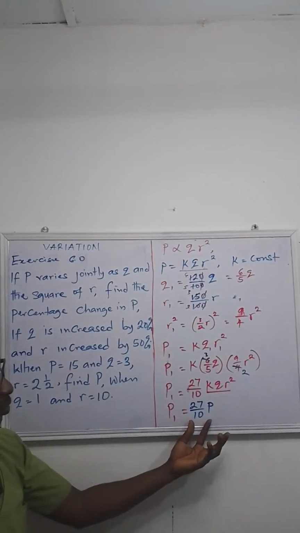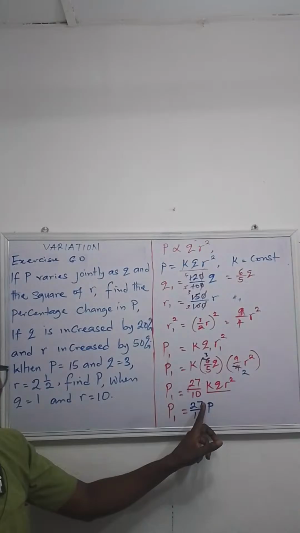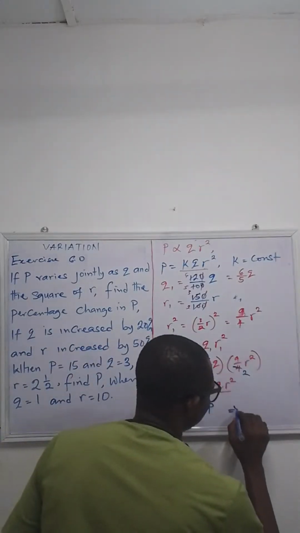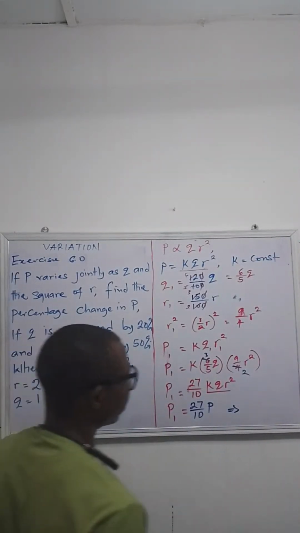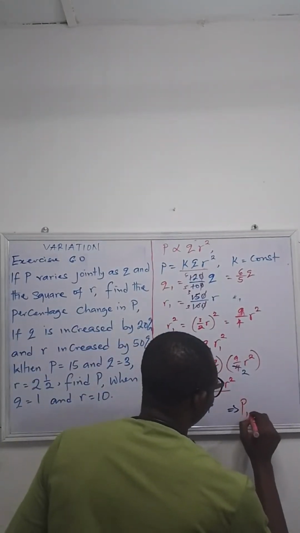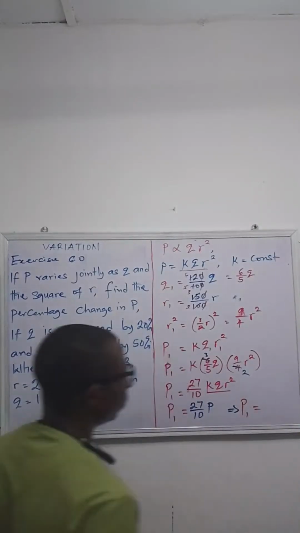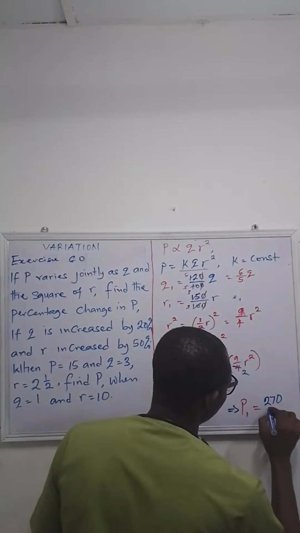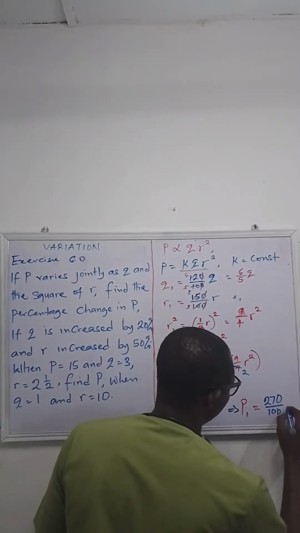Now, because I want to know the percentage, I will multiply the numerator and denominator by 10. So that implies that P1 is equal to 270 over 100P.